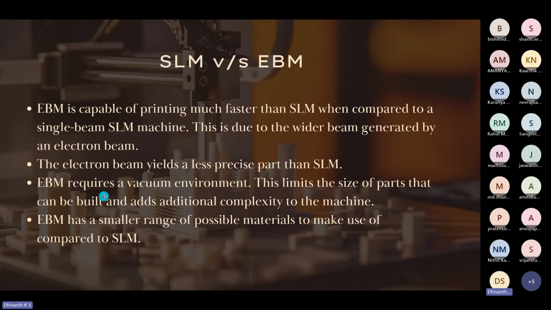And EBM requires a vacuum environment. This limits the size of parts that can be built and adds additional complexity to the machine. As I told you earlier, EBM needs a vacuum chamber, which increases the size of the machine and also adds complexity to the machine. EBM has a smaller range of possible materials to make use of as compared to SLM. In SLM, many materials can be used to make a model, but some materials are limited in EBM because of the electron beam.